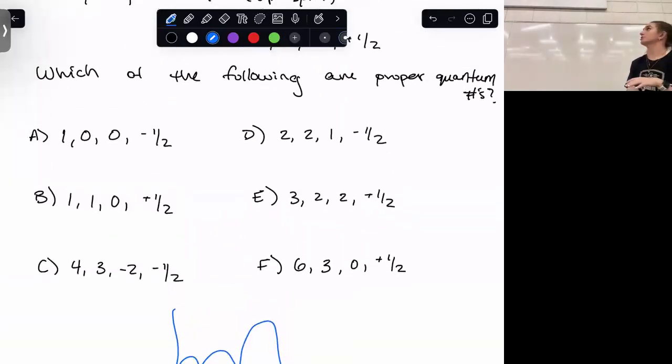Alrighty, do we come up with answers for this question here? What about A? Is that a proper quantum number? Yep. What subshell is this in? This is in the S subshell, good. What about B? What's wrong with this one? Yep, so L, this one here cannot be 1, this one has to be 0. That would make it a proper quantum number.